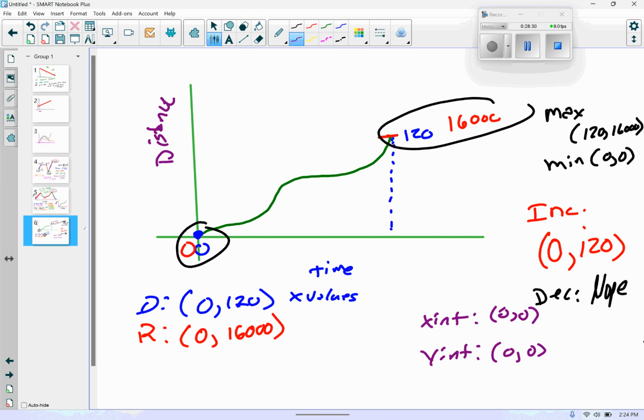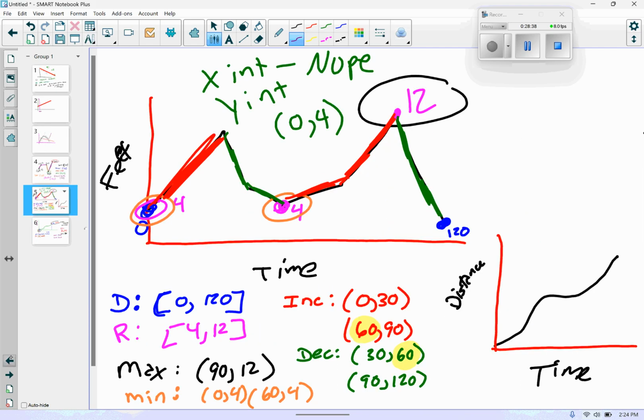The range of the depth of water over time is from 4 to 5. Well, friends, we found the range of the depth of water from 4 to 12, so I don't agree with that one.